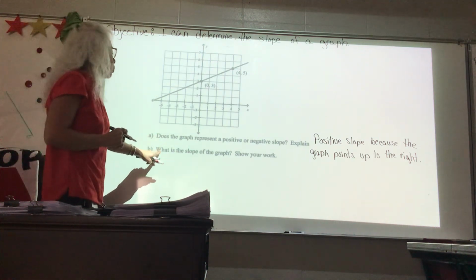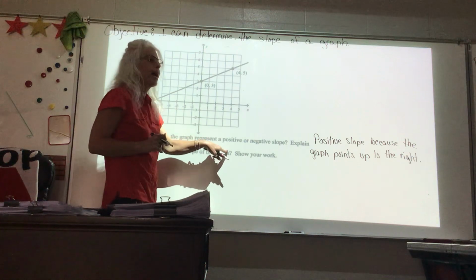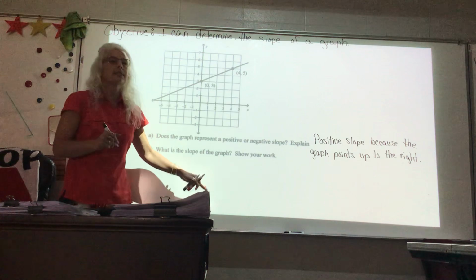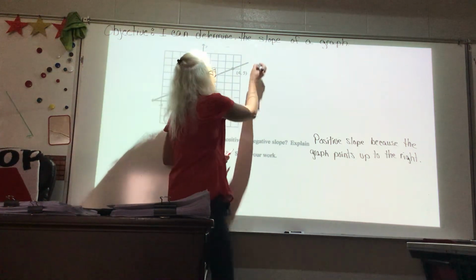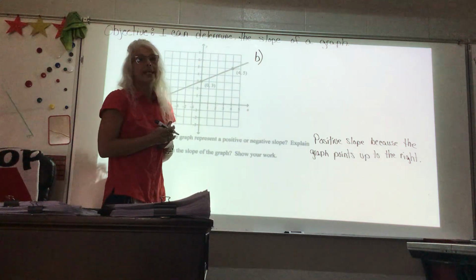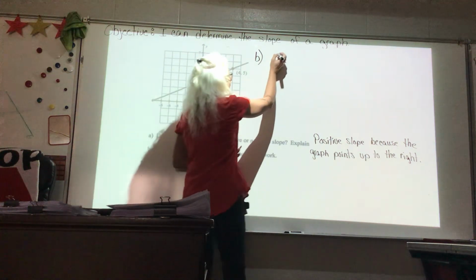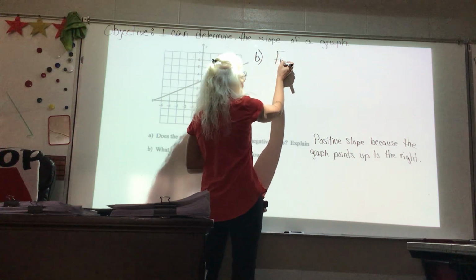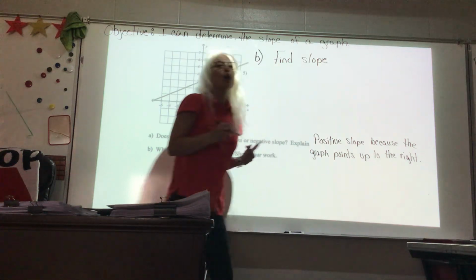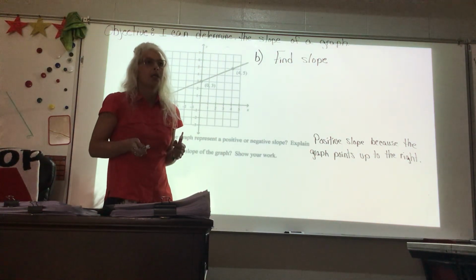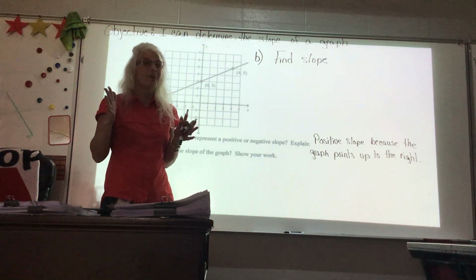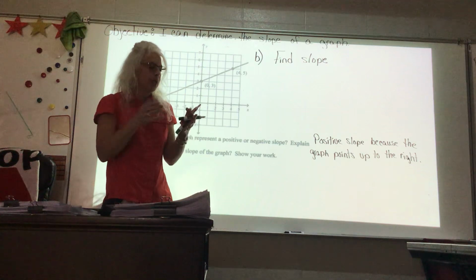Problem B, what is the slope of the graph? I'm not going to do my work down here on my paper because I don't want to squat down. So I'm going to do part B up here. And remember, each time that you do a problem, you have to write down, find slope. I'm making you write that down to help you to remember why you're doing this work. Because if you don't, you can learn how to do this work, and if you don't remember why you're doing it, it's not going to help you.